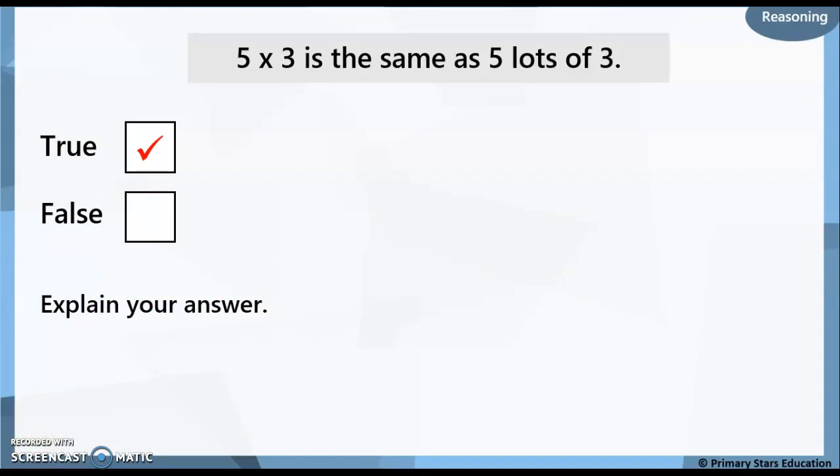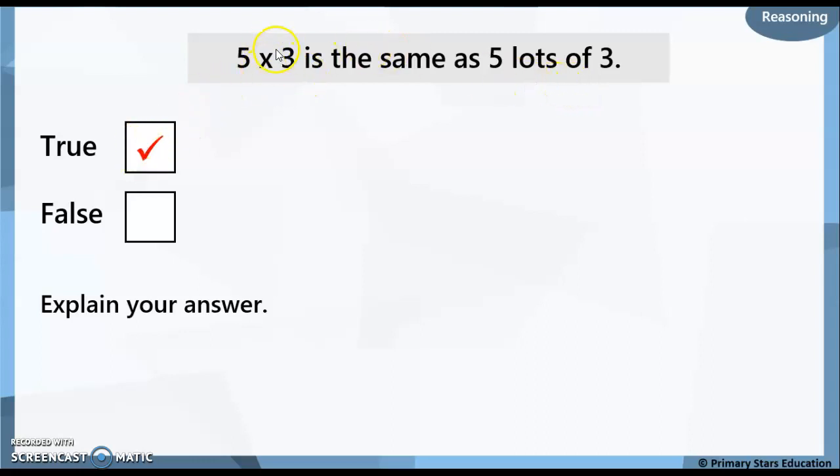And finally, we have a reasoning question. So the reasoning is asking you to give an explanation as to why you have chosen that answer. So here we have 5 times 3 is the same as 5 lots of 3.